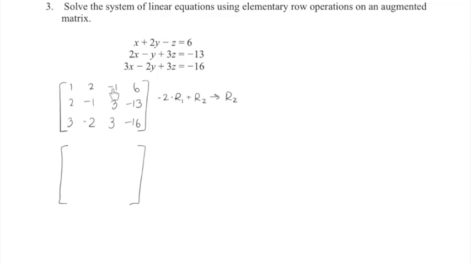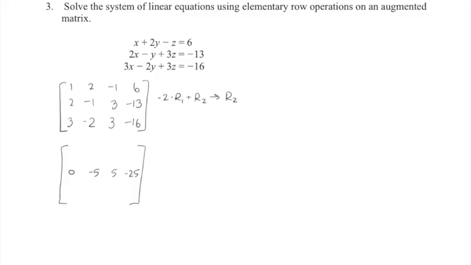So this means everything in row 1 is going to be multiplied by negative 2. So this makes negative 2 plus 2, which is 0. Negative 2 times 2 makes negative 4, plus negative 1 is negative 5. Negative 2 times negative 1 is positive 2, plus 3 is 5, and then negative 2 times 6 is negative 12, plus negative 13 is negative 25.